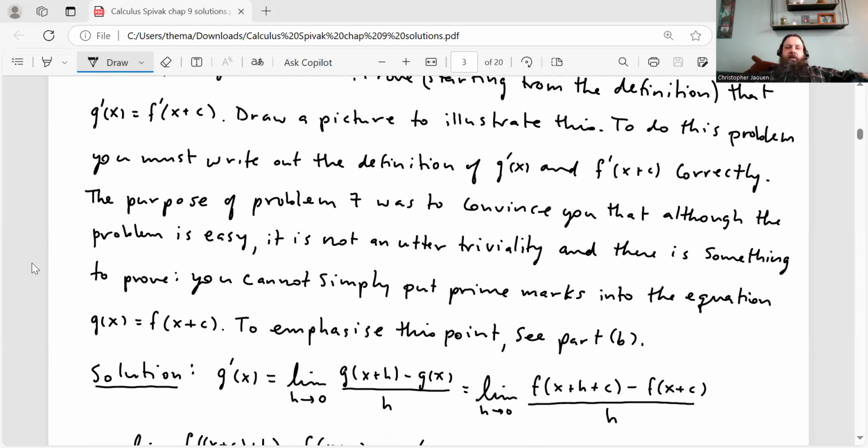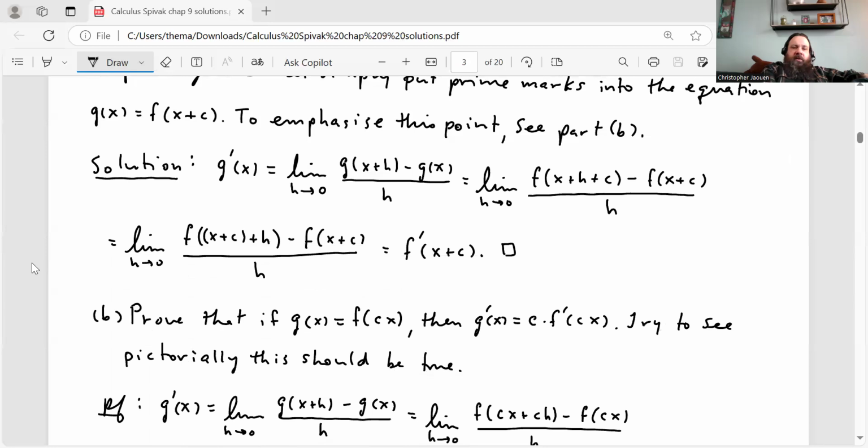The purpose of problem 7 was to convince you that although the problem is easy, it's not an utter triviality, and there is something to prove. You can't simply put prime marks into the equation g of x equals f of x plus c. To emphasize this point, see part B, but let's do part A first.